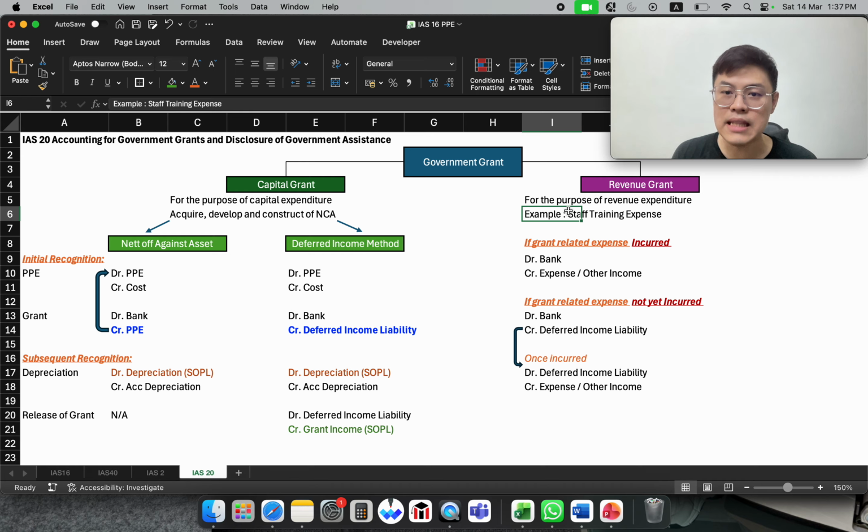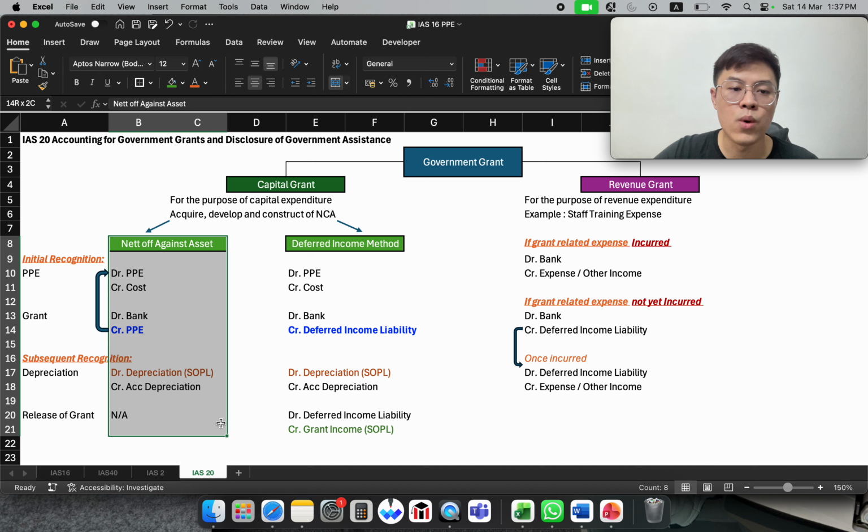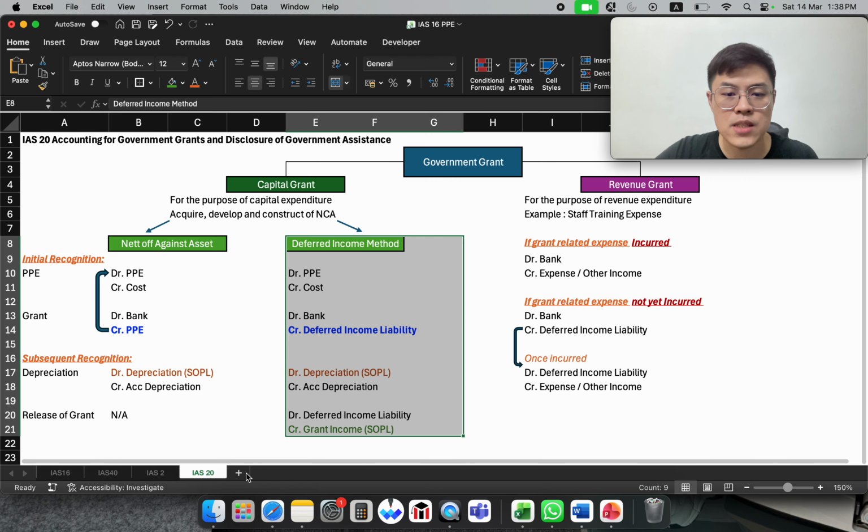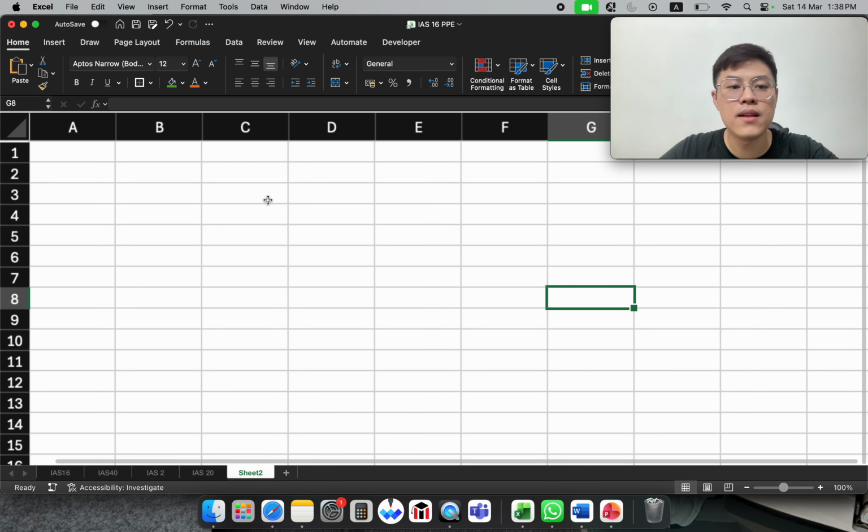Each of these grants, you need to distinguish the differences, because after we have ascertained which of these two categories the grant falls into, we will need to think of how we are going to treat this grant in our SOPL and SOFP. Generally, for capital grant, we have two methods under IAS 20. One is the net off against asset method, and the other is the deferred income method. Let me explain using an example.